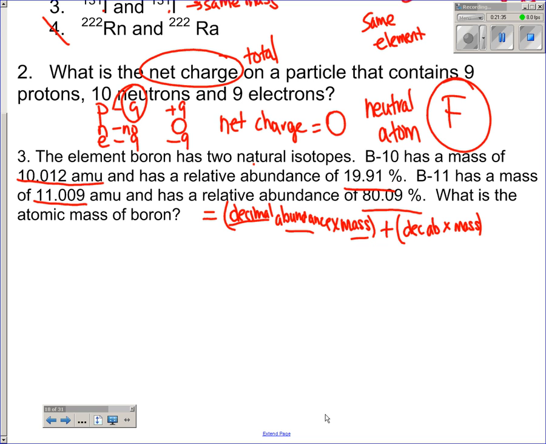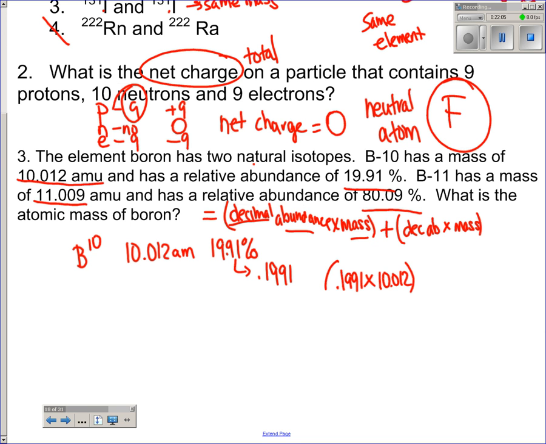So boron 10 is our first isotope. It has a mass of 10.012 AMU, and it has an abundance of 19.91%. So I want to change that percent to a decimal. So it'd be 0.1991. And I want to take that 0.1991 and multiply it by the mass, which is 10.012.